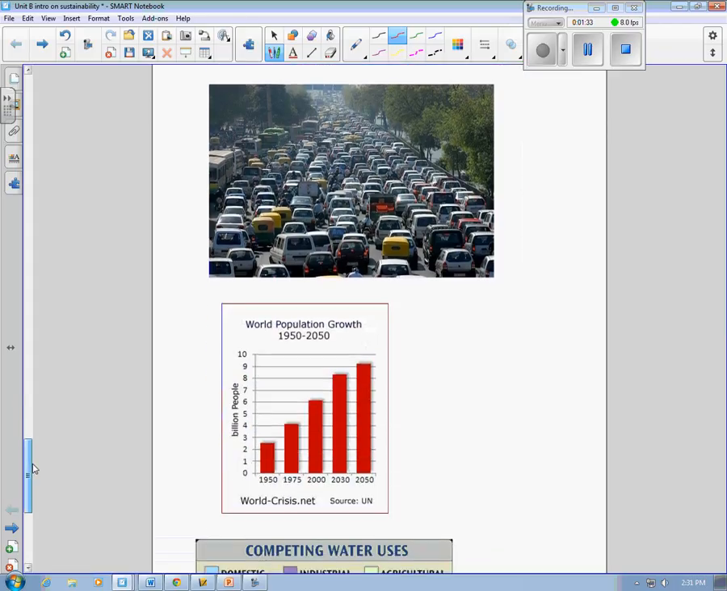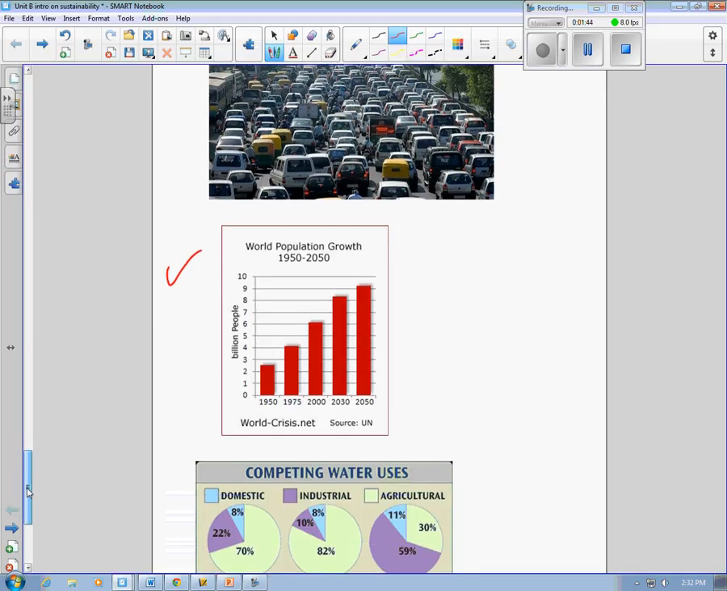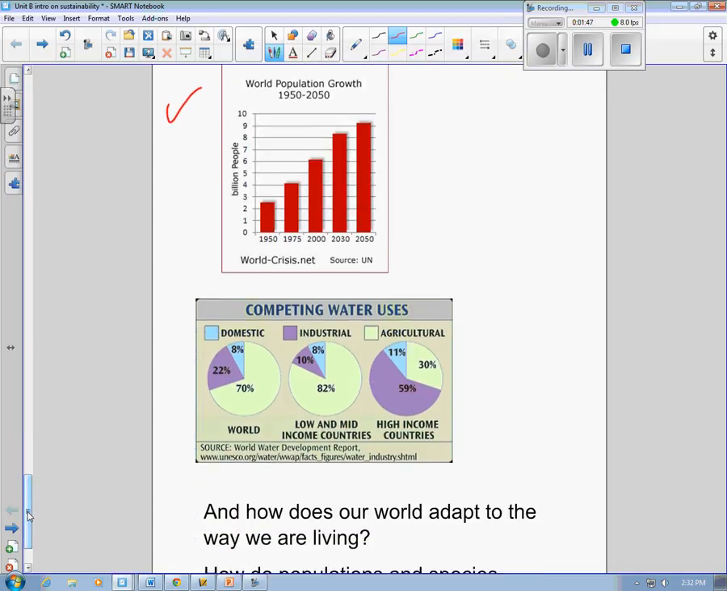Here's a graph of our projected population growth. Is that going to be sustainable? Can our world actually support a little over 9 billion people in 2050? Is the way we use our water sustainable?